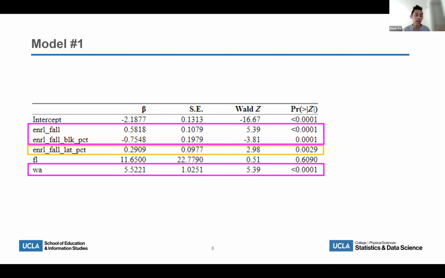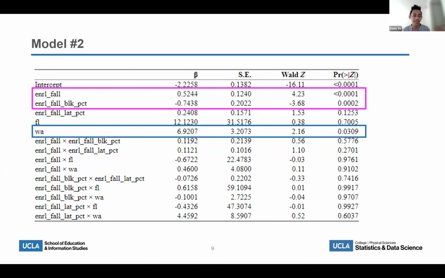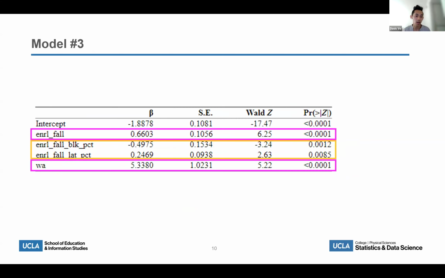Model 1, we can kind of see that total enrollment size, the percentage of Black students enrolled, and whether the community college is in Washington had statistically significant effects at a 0.05 alpha threshold. For model 2, we see that none of the interaction terms were statistically significant, but again, we see total enrollment size as well as the percentage of Black students enrolled, and then to a lesser degree, Washington. For model 3, interestingly, some similar results where total enrollment size and Washington pops up again, and then the percentage of Black and Latin students to a lesser extent.